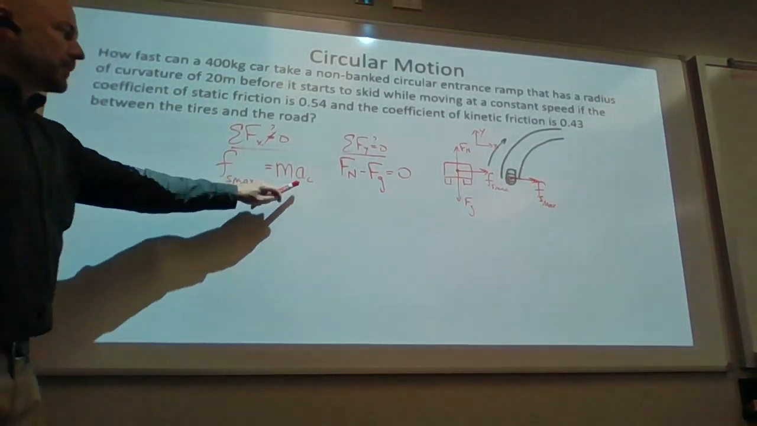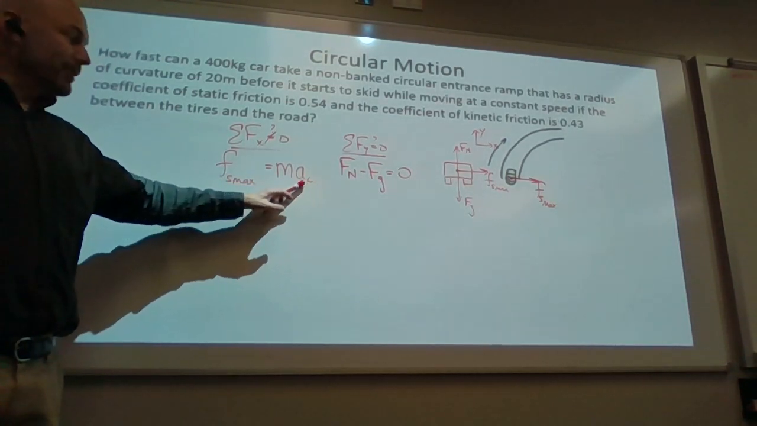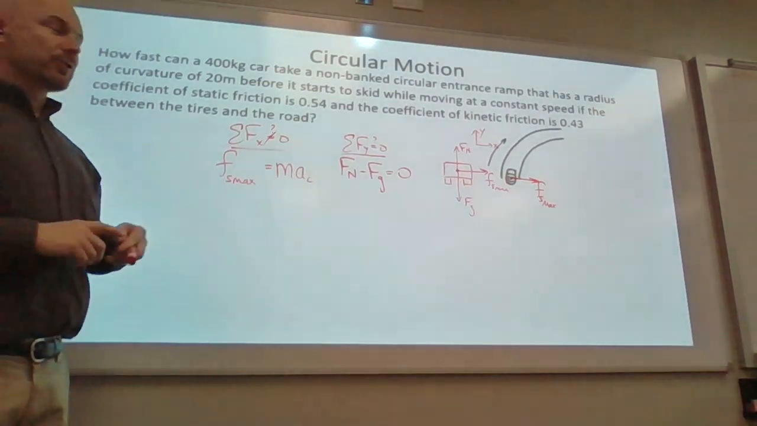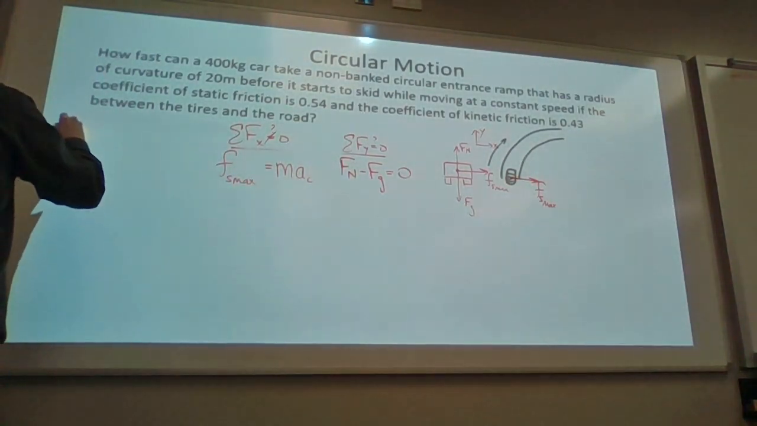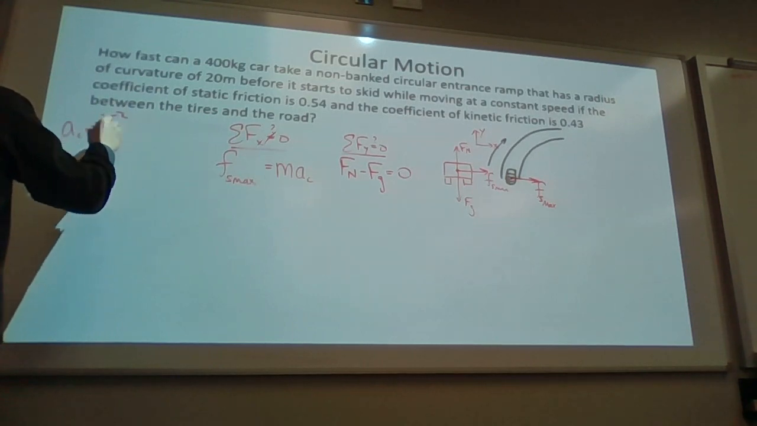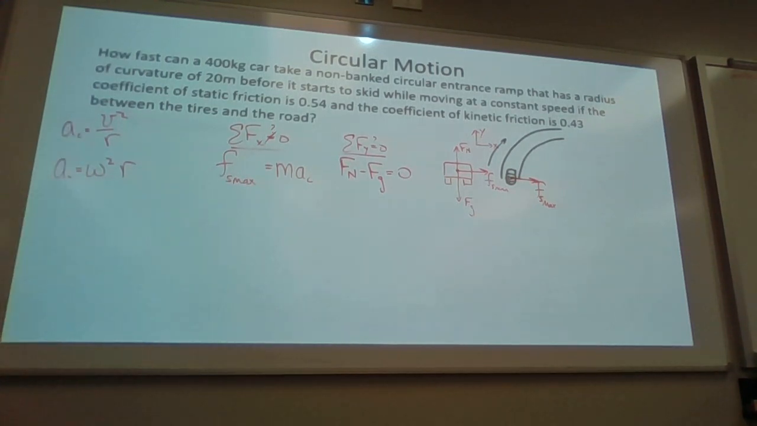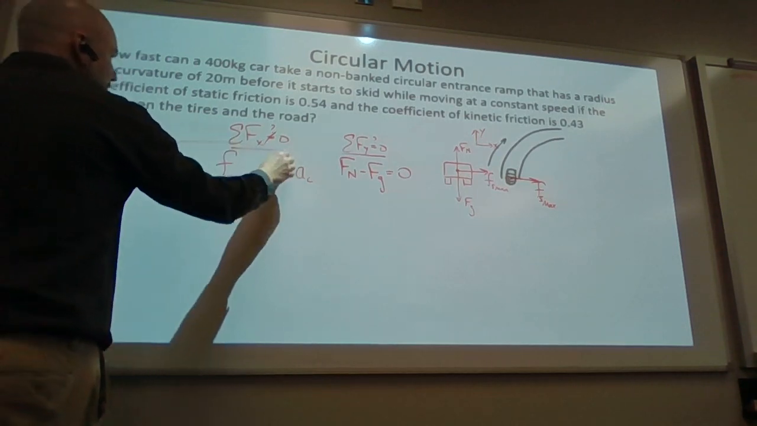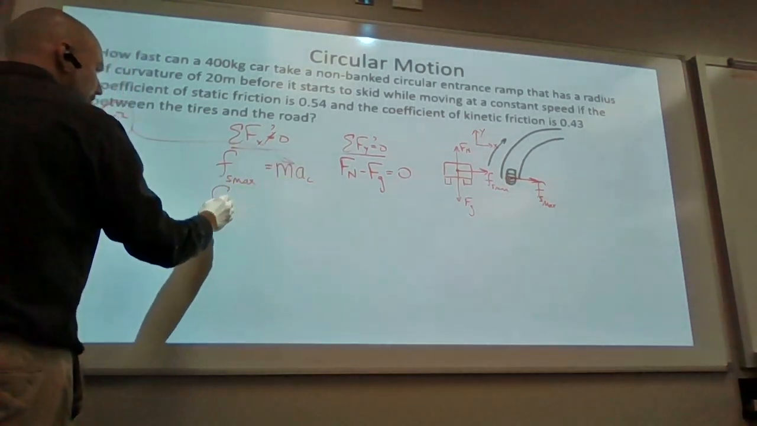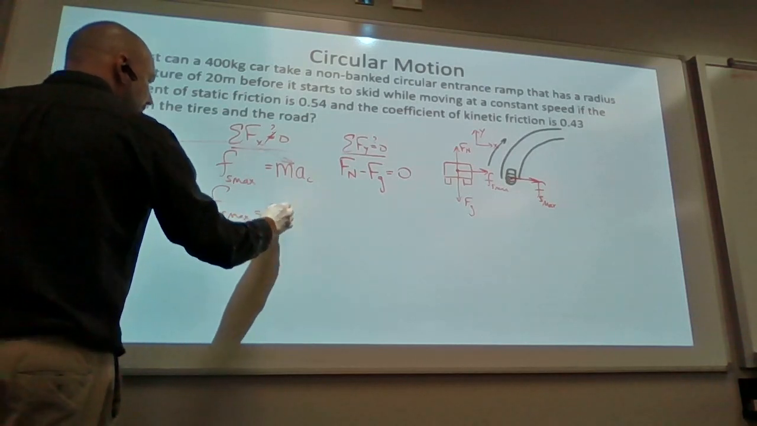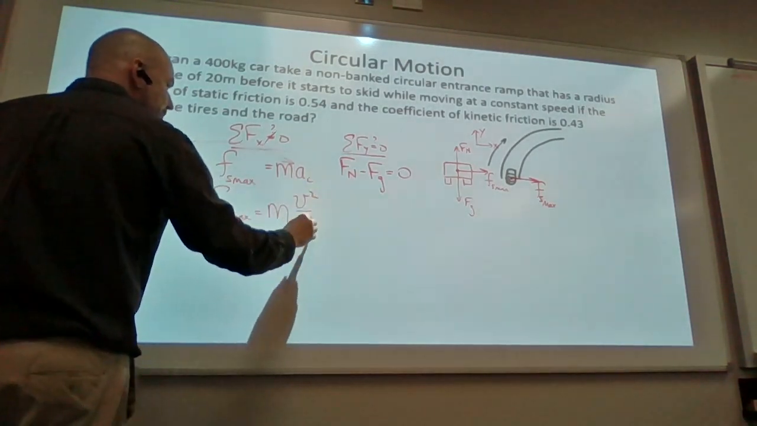Okay, so that's the difference between last semester's stuff and this unit. You're moving in a circle, so you have centripetal acceleration. Now, centripetal acceleration is equal to speed squared over the radius. It's also equal to rotational speed squared times the radius. More often than not, you're going to be using that one and dropping that in here. So you have maximum static friction is equal to mass times speed squared over the radius.